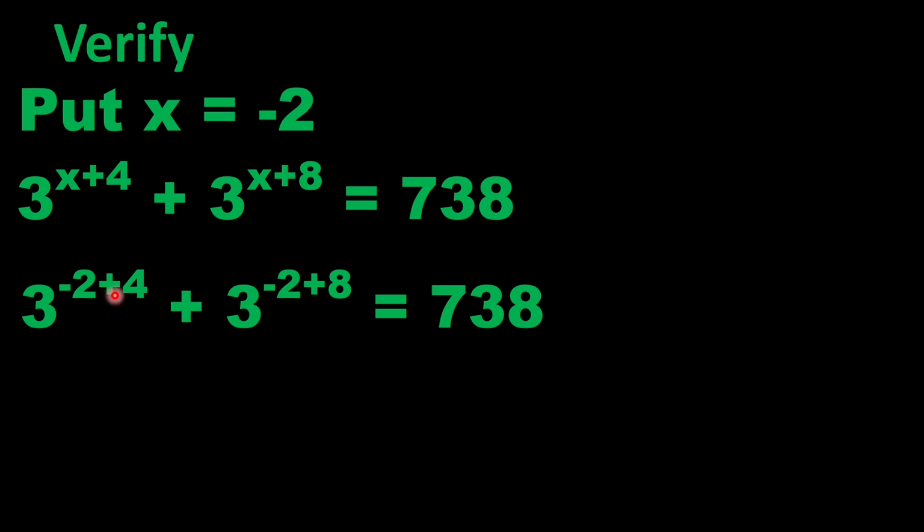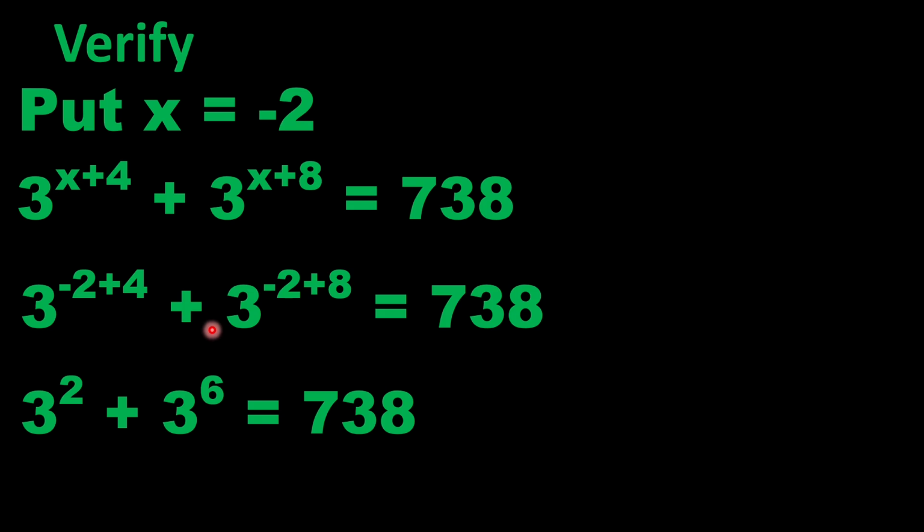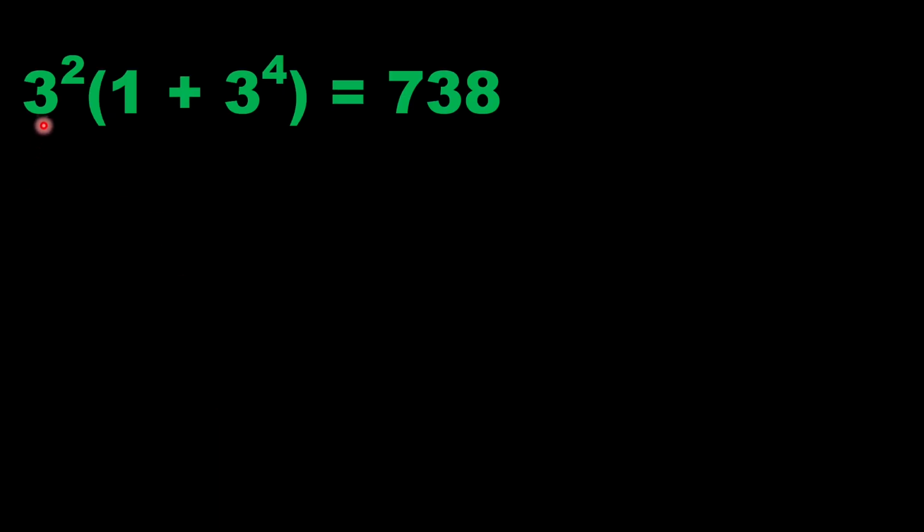So this will become 4 minus 2, which is 3 raised to the power of 2, that is 3 square, and 8 minus 2 equals 6. So we will write 3 raised to the power of 6 equals 738. Now in these two terms, 3 raised to the power of 2 is common. So we will take 3 raised to the power of 2 as common, and here the remaining term will be 1, and here the remaining term will be 3 raised to the power of 4, like this. 3 square is common, and 1 plus 3 raised to the power of 4 equals 738.